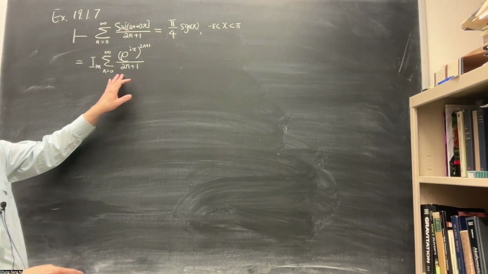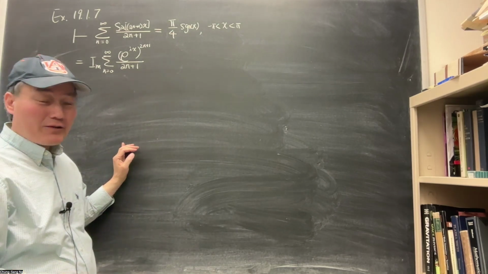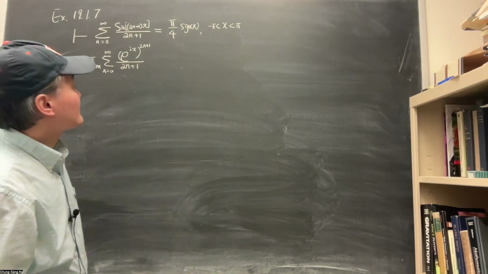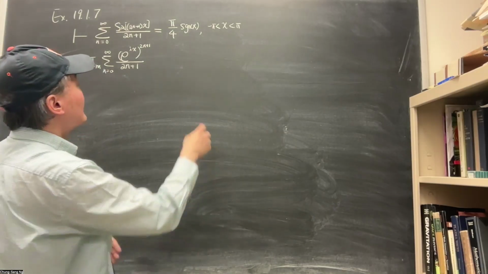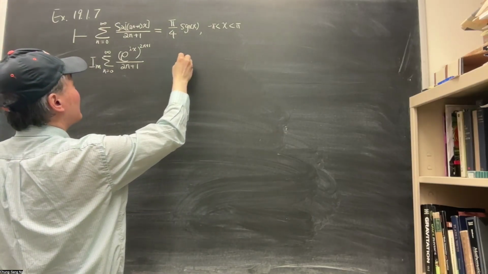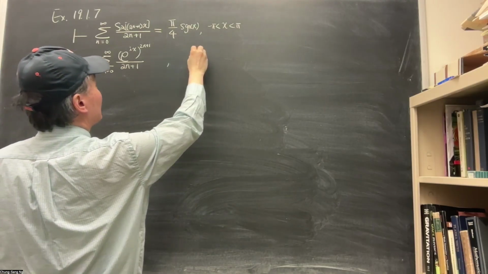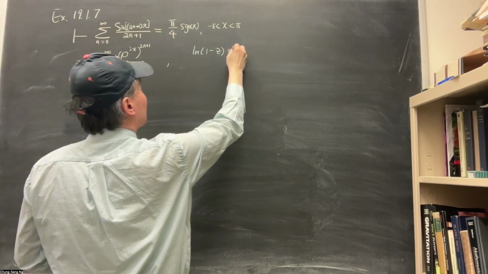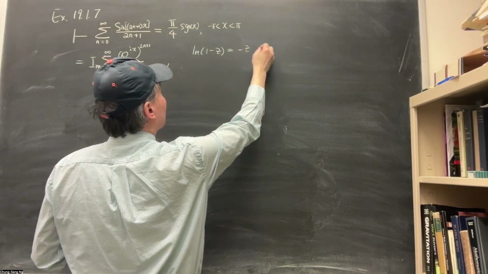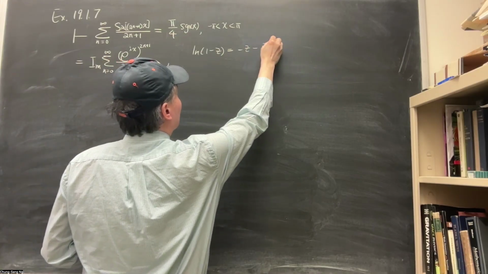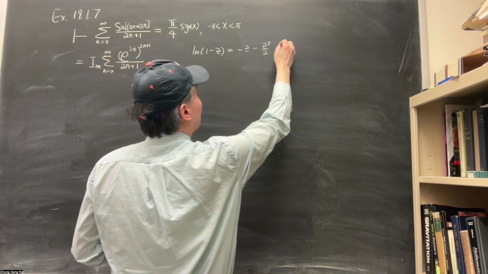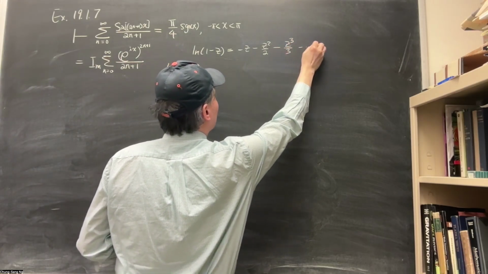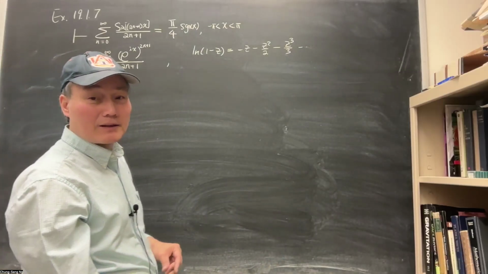the series is not immediately recognized, but in the example of the textbook, we work out a similar series. The series is like log of 1 minus z is equal to minus z, and then minus z squared over 2, and then minus z cubed over 3, and so on. Right.